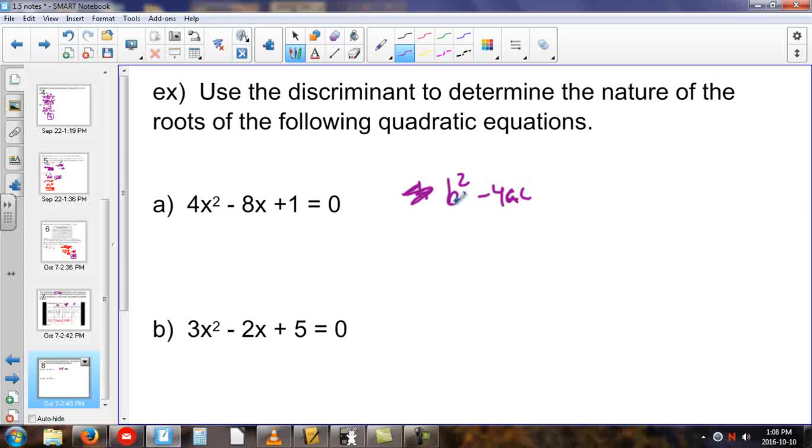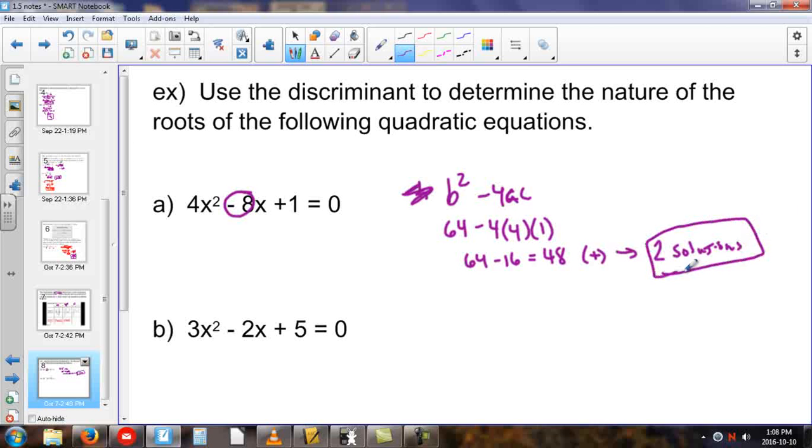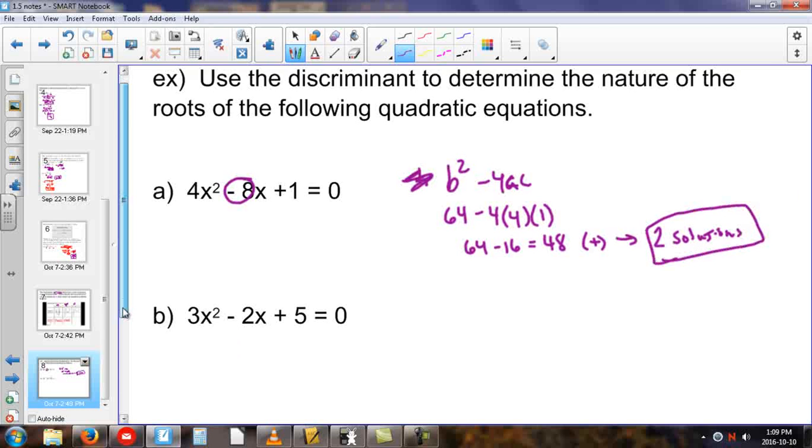So here, b squared, I'm just going to do this real quickly. This is negative 8 times negative 8 is 64, minus 4 times a, which is 4, times c, which is 1. That's 16. 64 minus 16 is 48. That is positive, okay, which means you'd have 2 solutions. And they would be real solutions, okay? But all we're really looking for is that there are 2 solutions.